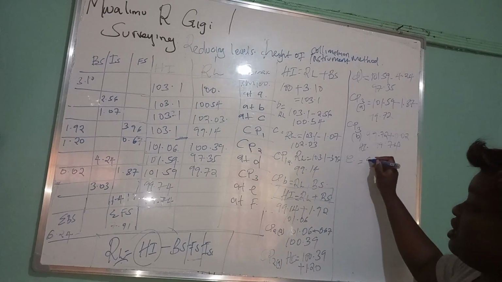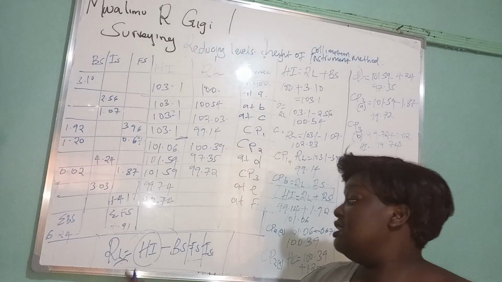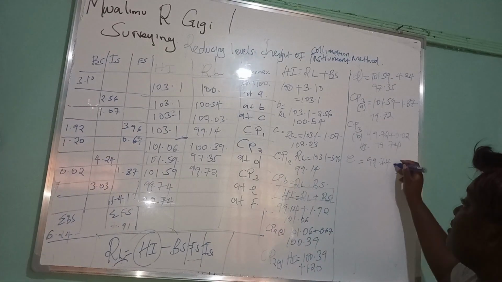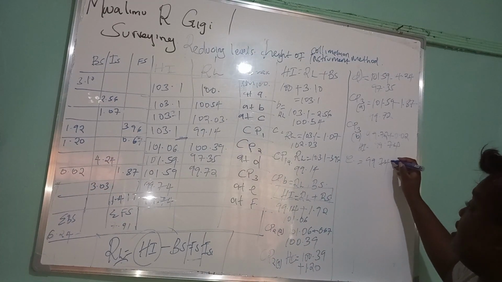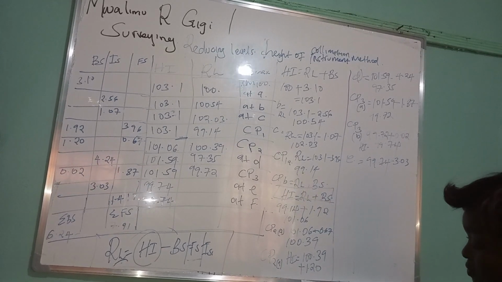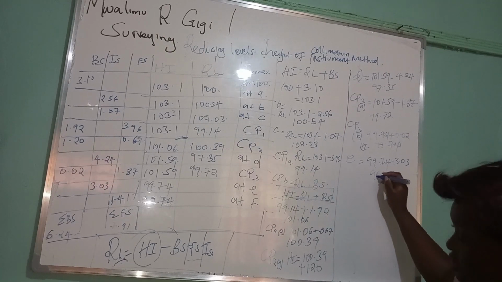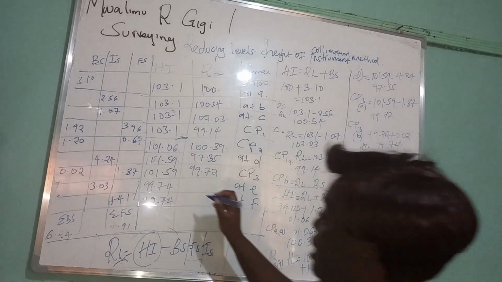So at point E, we have the height of instrument and we have an intermediate sight. So it is height of instrument minus intermediate sight of 3.03. So 99.74 minus 3.03 is 96.71.